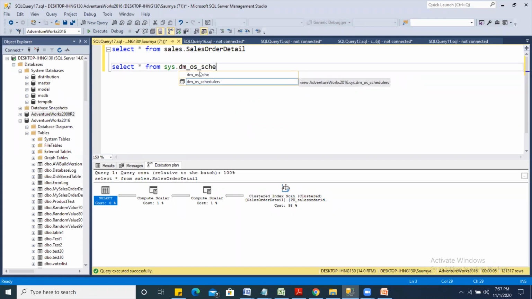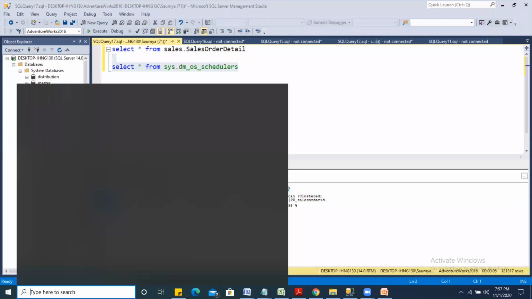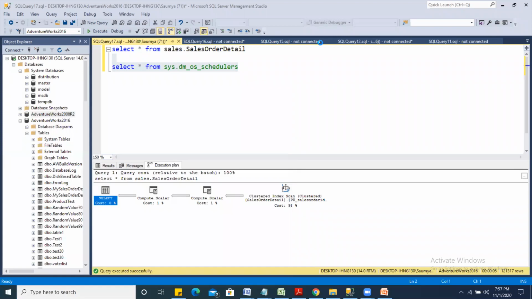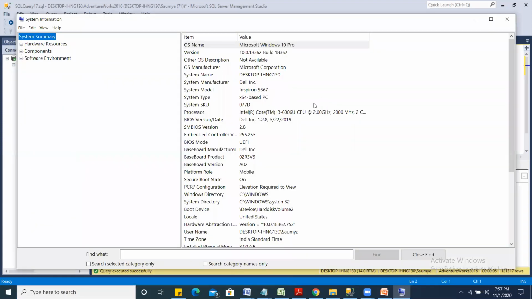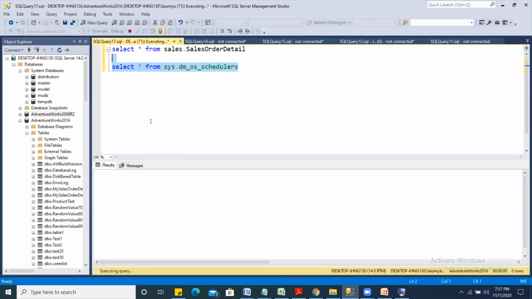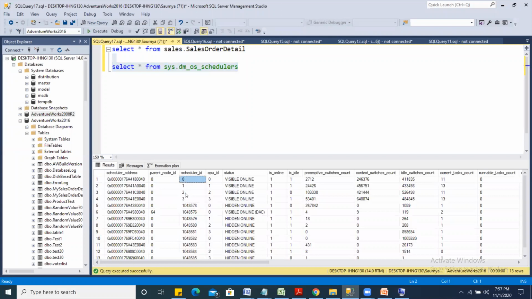These are available under SQL OS. You can see dm_os. OS means SQL OS, right? So schedulers are part of SQL OS. I have 4 processors on my system. I can show you MSInfo32 system information. There are 4 logical processors on my server. You can see 2 cores, 4 logical processors. So I will have 4 user schedulers. Let us execute it. You can see scheduler ID 0, 1, 2, 3. 4 user schedulers are there.